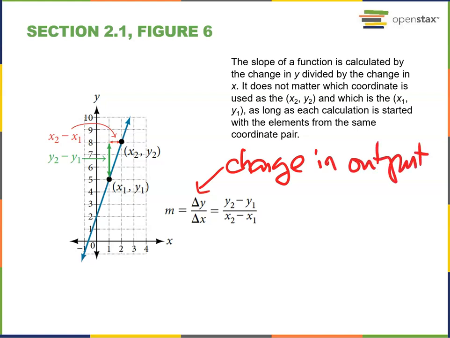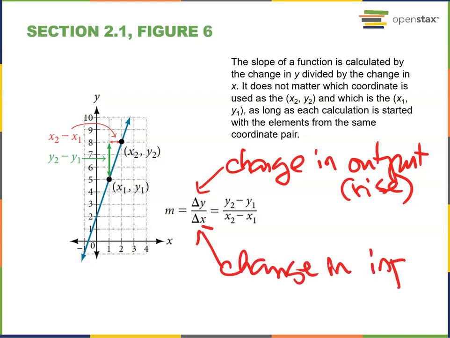This change in y, that is a change in output, we call it the rise, and this change in x, that is the change in input, or that is the run. So remember, rise over run. So change in y, you go up, so rise, and run, x2 minus x1. So take note of this. Slope is y2 minus y1 over x2 minus x1.